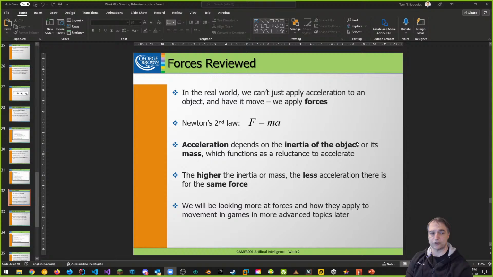So if we want to push an object or stop an object, a lot of times we're going to use Newton's first law. If I want to accelerate an object, I need to use a certain amount of force based on the object's mass. And usually that's Newton's second law, which is force. The amount of force we need is equal to the mass of the object times its acceleration value.